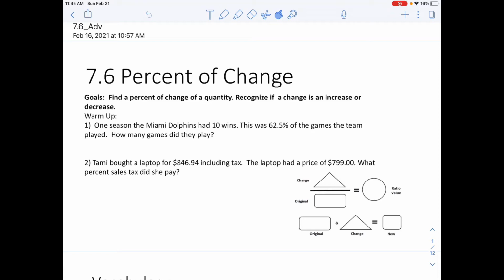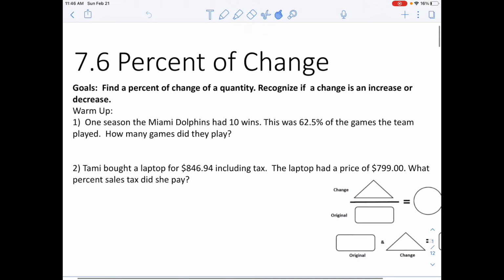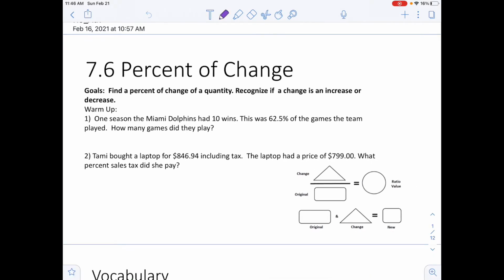Number one: this season, the Miami Dolphins had 10 wins. This was 62.5% of the games the team played. How many games did they play? So here we're just figuring out the total amount of games they played, and we know that part of them was 10. So part over whole equals percent over 100, right? We're given enough information to use that percent proportion.